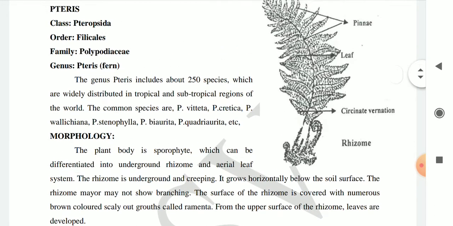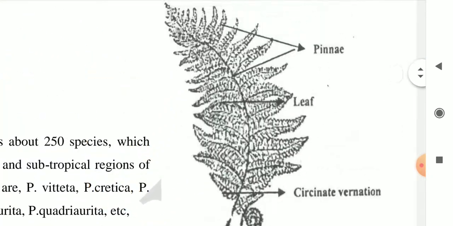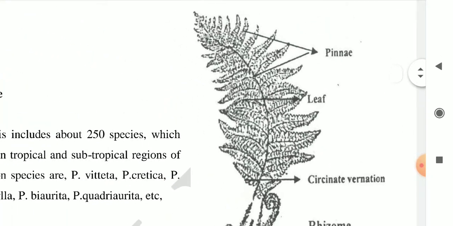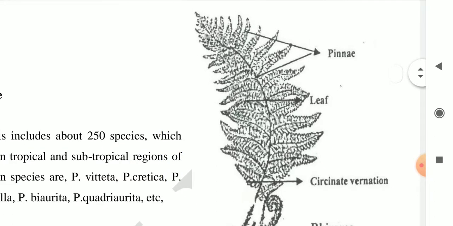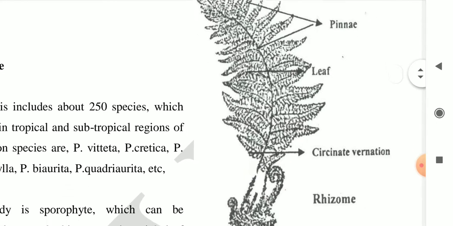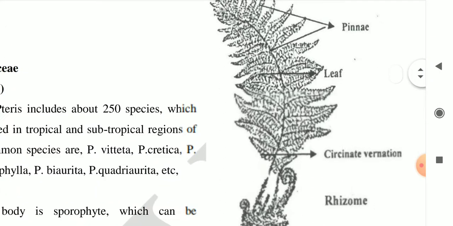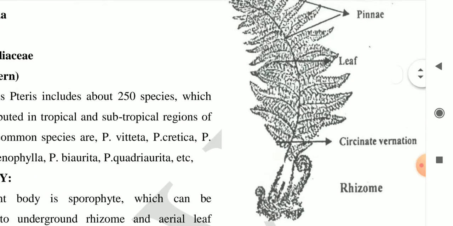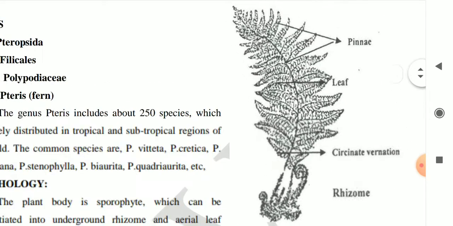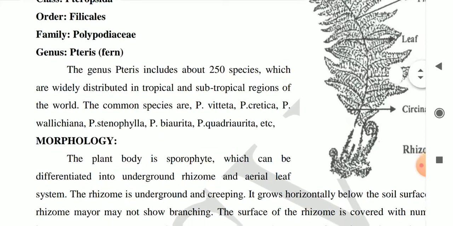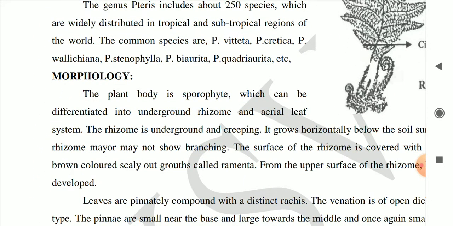This is the picture showing the Pteris plant. The plant body is a sporophytic body. Usually the pteridophyte life cycle is divided into sporophyte and gametophytic phases, and the sporophytic phase is dominant. The plant body consists mainly of leafy structures and rhizomes, with a single midrib. The main characteristic is represented by circinate vernation.